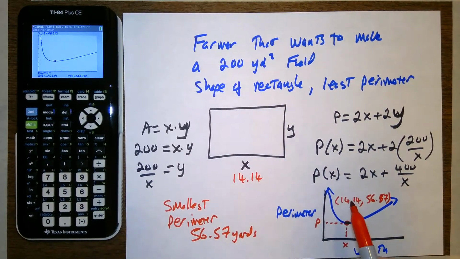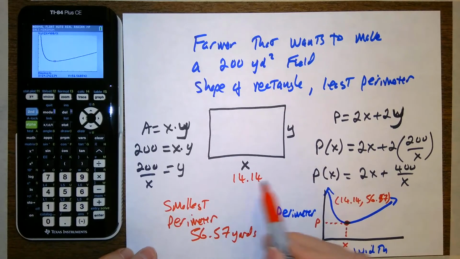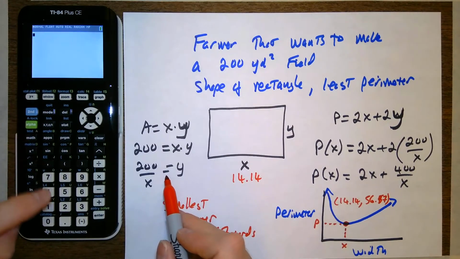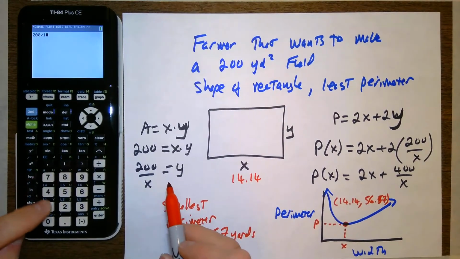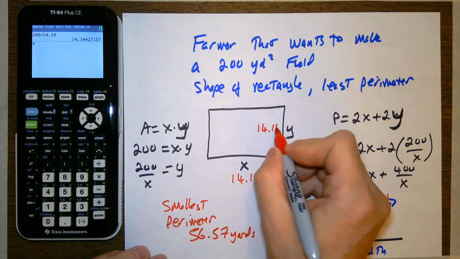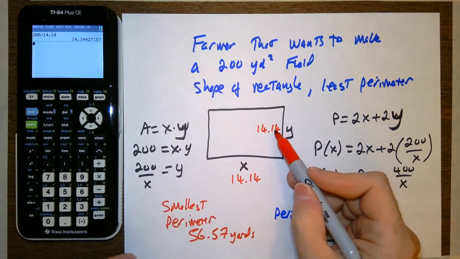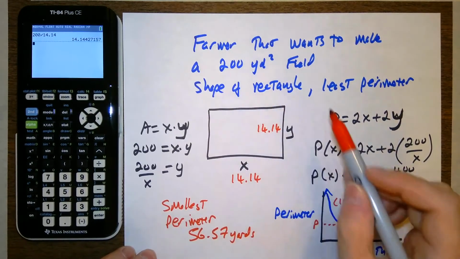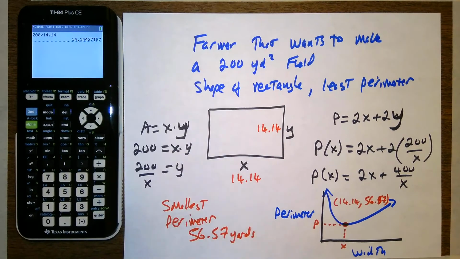What would the dimensions of my field be? Well, I know it's going to be 14.14 times something. How do I find the y value? Here's a formula for that. I'm going to do 200 divided by 14.14, and the y value is also going to be 14.14. So if I have a square, 14.14 by 14.14, I will have an area of 200 square yards and the smallest possible perimeter. So if I want to find the dimensions, the answer is 14.14 yards by 14.14 yards. If I want to find out the smallest perimeter, it's 56.57 yards.